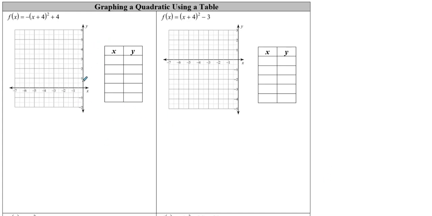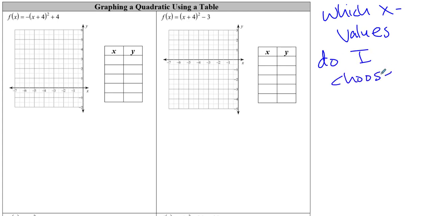But the biggest thing when using a table is, and I'm going to write this here, which x values do I choose? All right? Because these graphs just go all over the place. Remember from the last unit we had a domain of all real numbers. So the biggest thing that you want to think about is which x values do you choose? I'm going to give you a second to think. What would be the most important point on this graph?